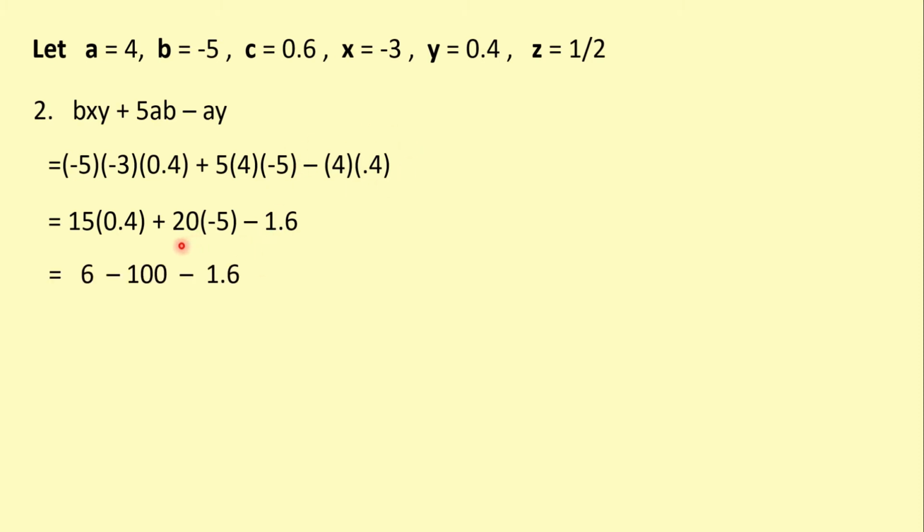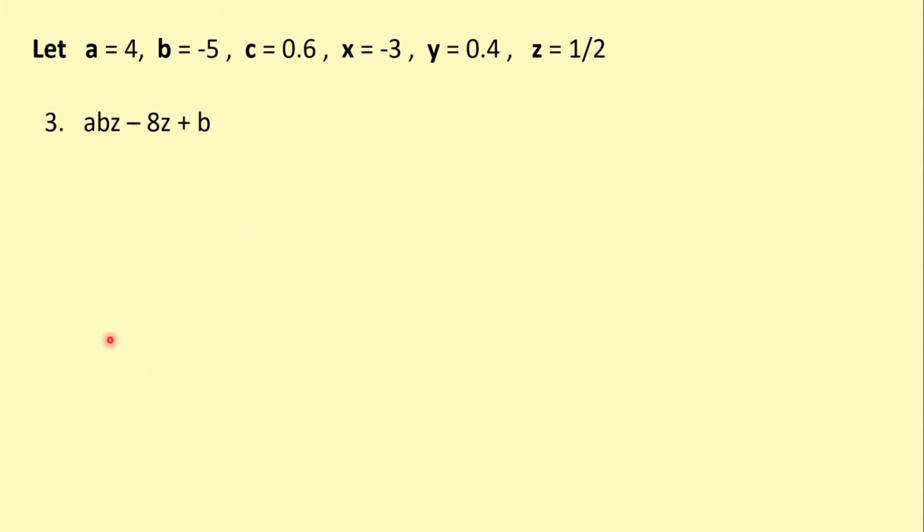Then, simplify ulit. 15 times 0.4 is 6. 20 times negative 5 is negative 100. Then, minus 1.6. Then, combine natin tong dalawang negative. Magiging negative 109.6. Then, kung simplify, magiging negative 95.6. So, ito na yung final answer niya.